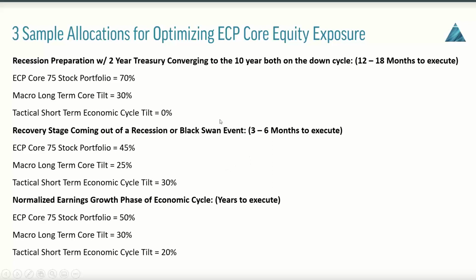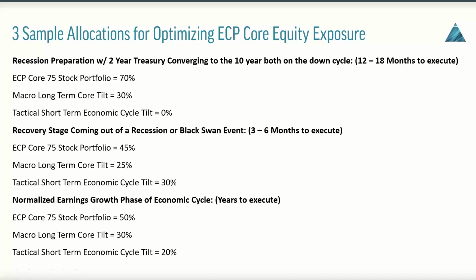When we start coming out of a recession or a black swan event, you've got about 3 to 6 months to execute on this. You're going to basically begin to taper back your defensive position, your Core 75 stock portfolio, to around a 45% weight. So you just do this over time. You rein in your macro long-term tilt from about 30% down to 25, and then you bring up that short-term tactical tilt to take advantage of that recovery in the economy, the recovery in the business cycle. So start to fold into some financial names, start to fold into some energy names.